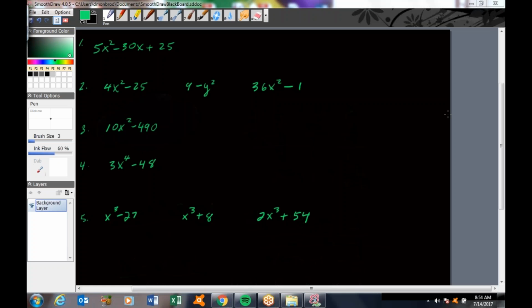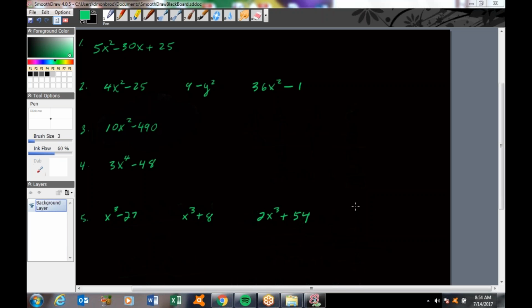Hello everybody, we've got some factoring to do here. I've got several examples listed here, so if you see something you prefer, just skip to it. But we're going to start out and do these in order.